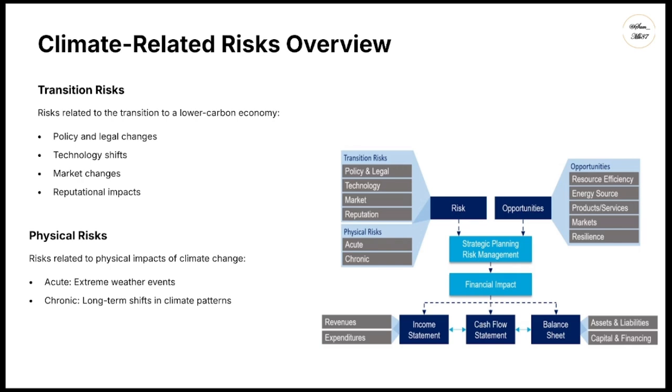On the other side, physical risks stem from the direct impact of climate change. These can be acute, like floods or wildfires that cause sudden disruption, or chronic, such as rising sea levels, long-term drought, or changing temperature patterns that gradually affect operations and supply chains. Understanding both types of risk is critical for building climate resilience and integrating climate into financial and strategic planning.